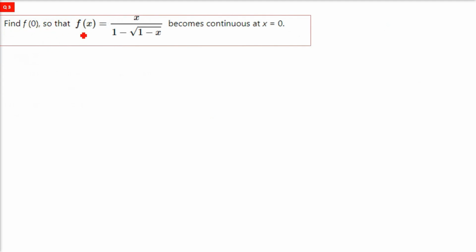Find f(0) so that f(x) equals x by 1 minus under root 1 minus x becomes continuous at x equals 0.